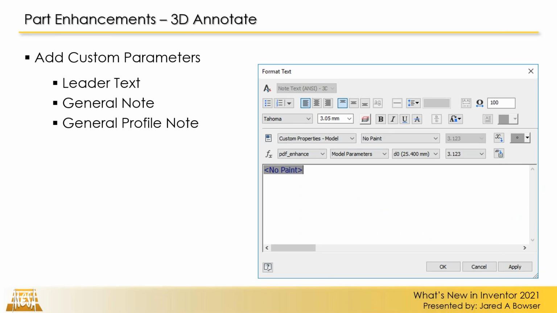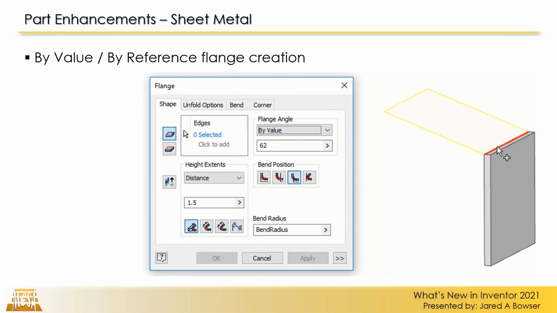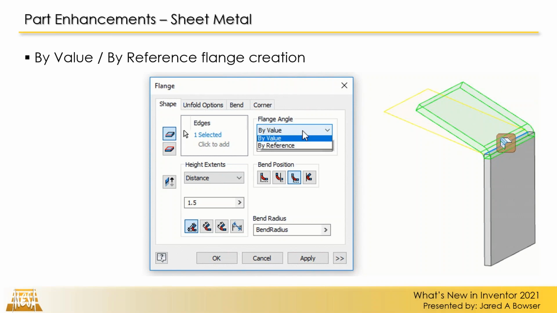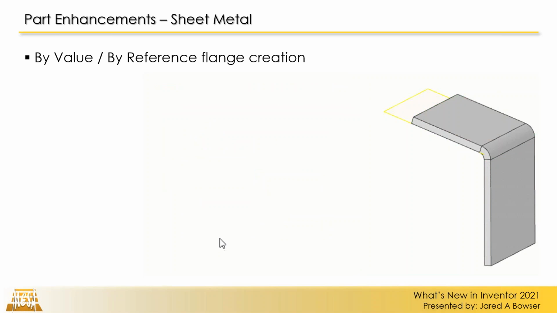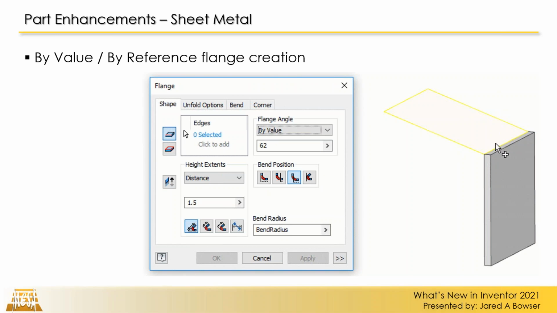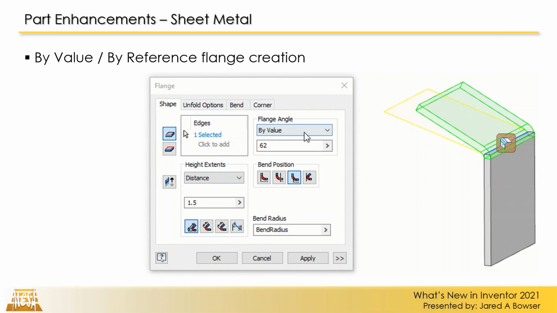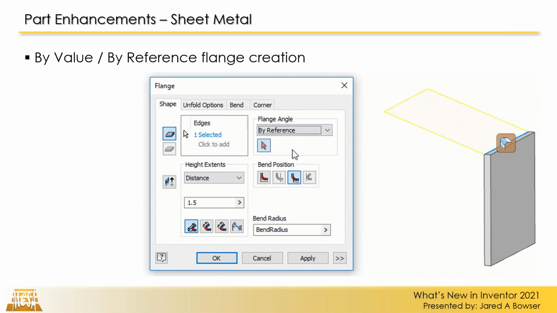If you're using the 3D Annotate tools, one enhancement on that side is the ability to add custom parameters into your leader text or your general notes. And on the sheet metal side, this is a nice new enhancement, allowing you to create a flange with an angle, or the new part of that is by a reference. So you could select a planar face to reference, or you could select a work plane, like is shown on the screenshot there. We'll take a look at that a little bit more in detail in a few moments.